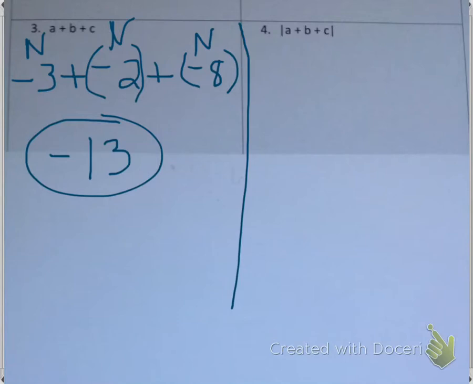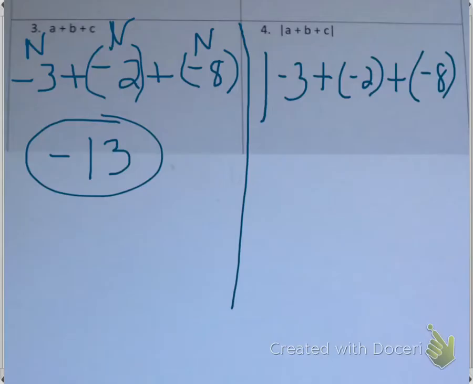Okay, on number 4, if you remember back from the first chapter that we learned this year, we have the absolute value symbols. So you're going to bring down that absolute value symbol, plug in A equals -3 plus B equals 2 plus C equals negative 8. It's basically the same exact problem, except you have the absolute value symbol there. I'm going to make that a little bit darker so we don't forget about that.